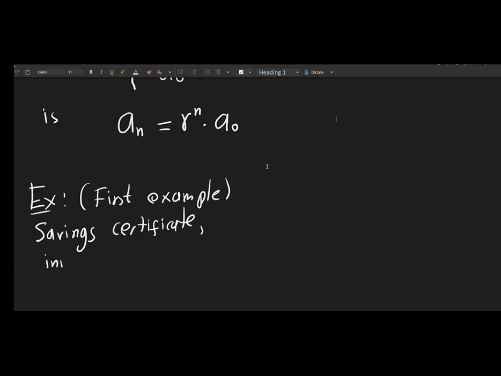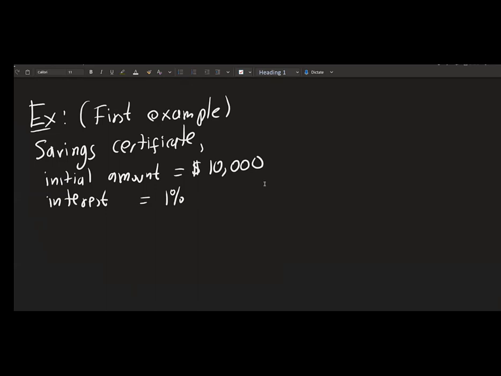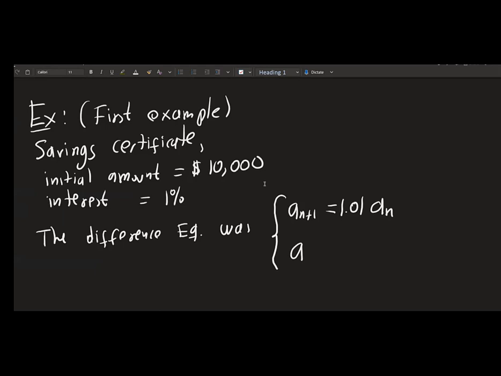The initial amount was 10,000, and the interest was 1%. That's the very first example we did in the lecture last time. There were no deposits and no withdrawals. You just leave the money there. And if you remember from that example, the difference equation was this one: a_{n+1} equals 1.01 a_n, and a_0 is equal to 10,000.